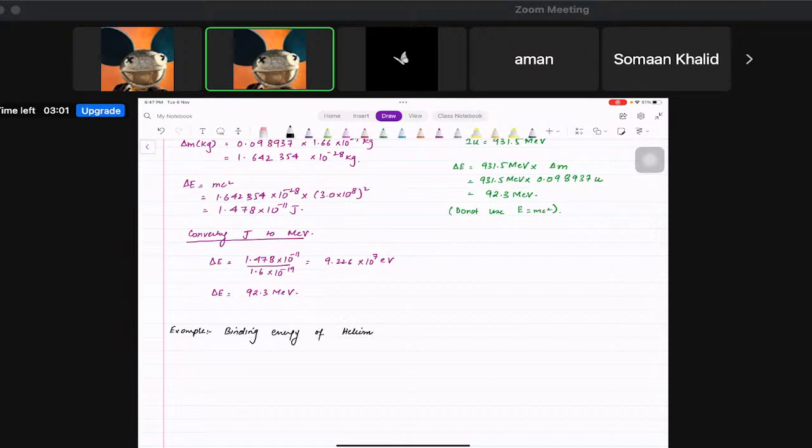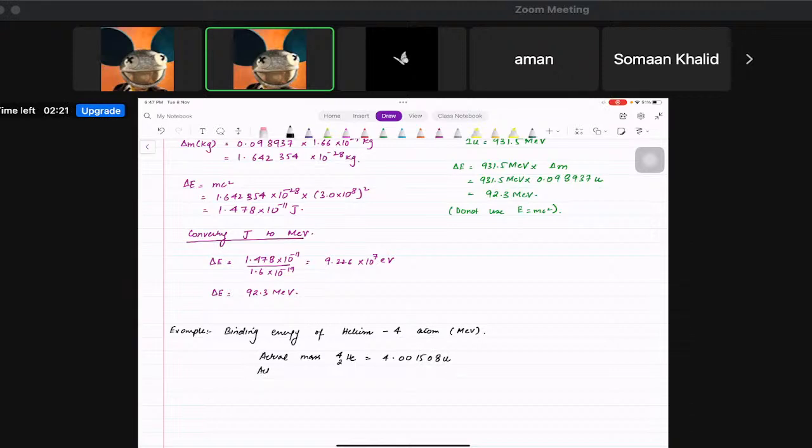So, the binding energy of the helium atom in mega electron volts, that's what we need. What they've given is the actual mass of the helium nucleus, which is 4.001508 U. This is the nucleus, by the way.